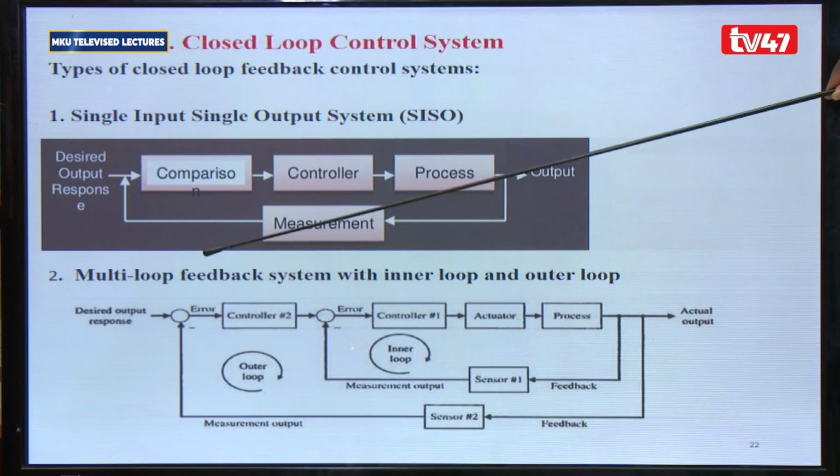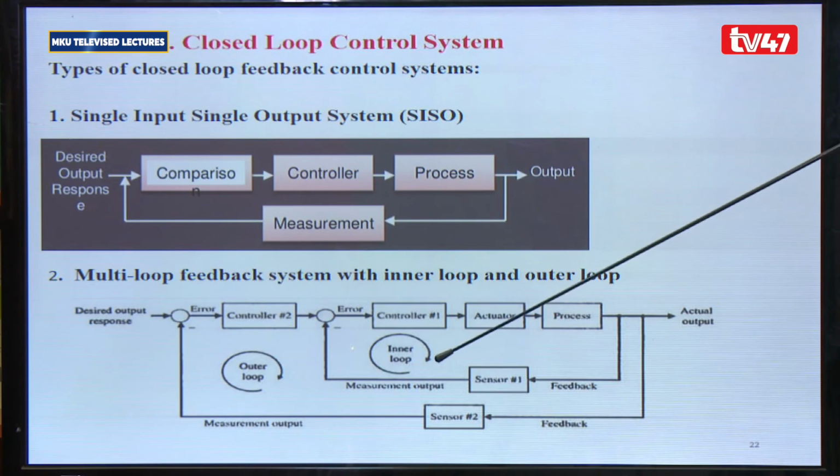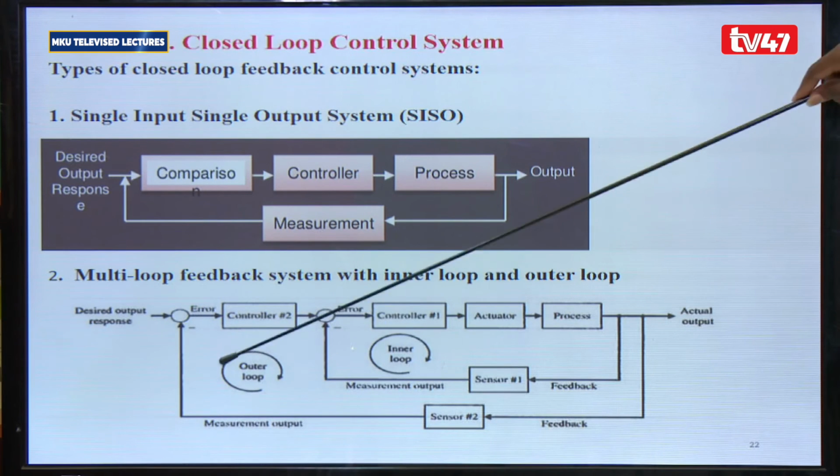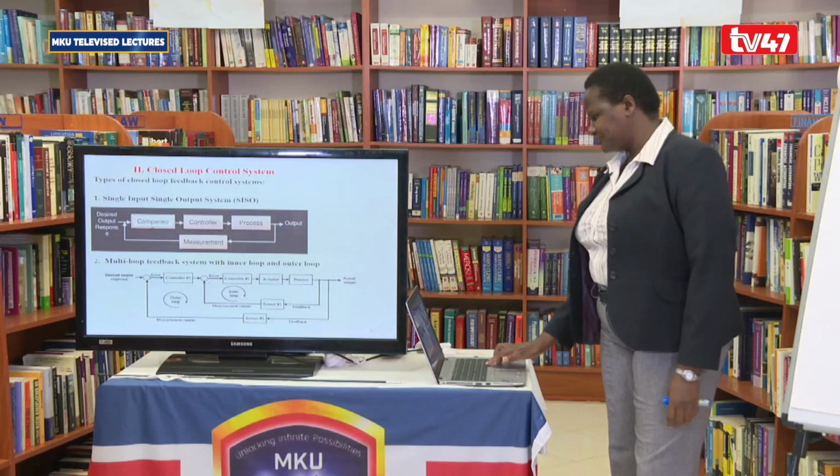Then we also have multi-loop feedback systems. So here, for example, we have the inner loop and the outer loop. So they have different sensors depending on whatever you are trying to measure. So you can have maybe sensor for temperature, sensor for pressure, sensor for ABCDs, depending on whatever you are measuring, so that you have an actual output. So these sensors, they are variables that interfere with the actual output. So they are measured or taken back for further control action.